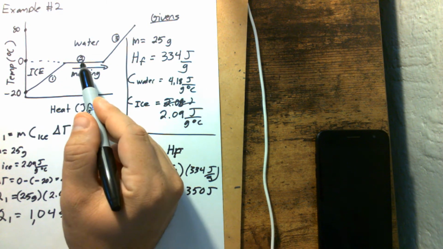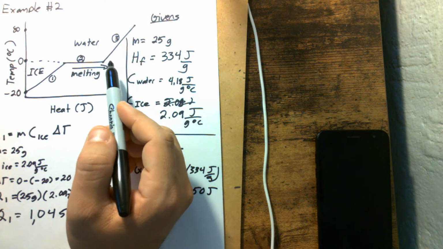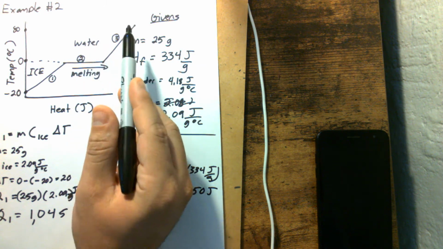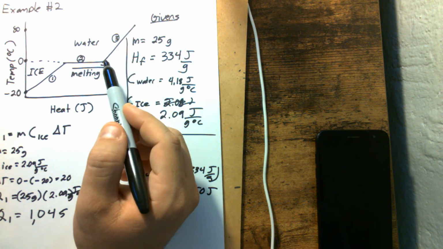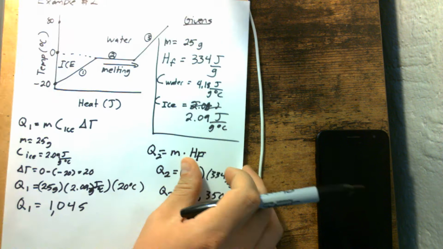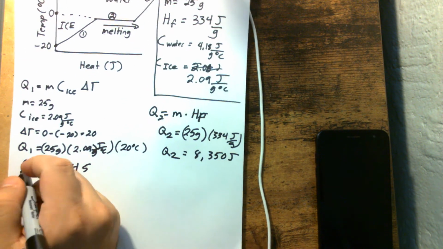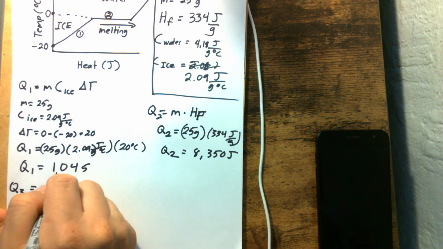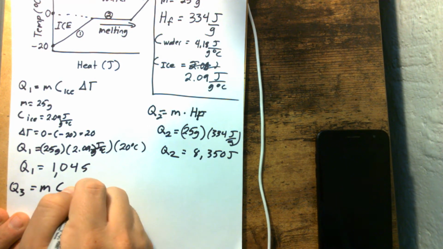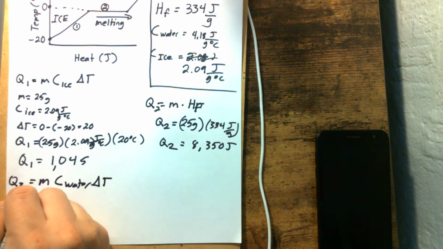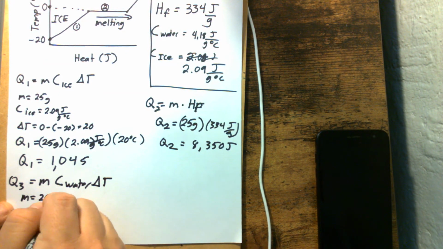So we have Q1 and Q2. We have to find Q3 by using, this is water, and we're heating up water. So to find the number of joules needed to heat up water, we're going to use the specific heat. So we're going to use 4.18. So for Q3, there's going to be Q equals mc of water times delta T. So our mass is still 25 grams.